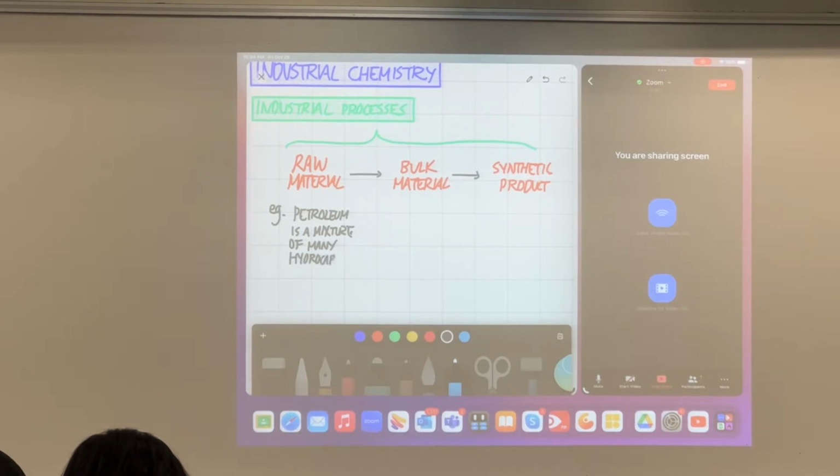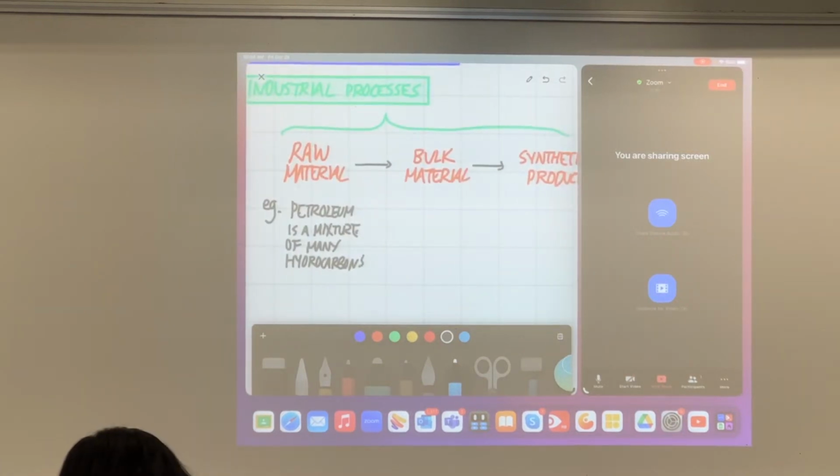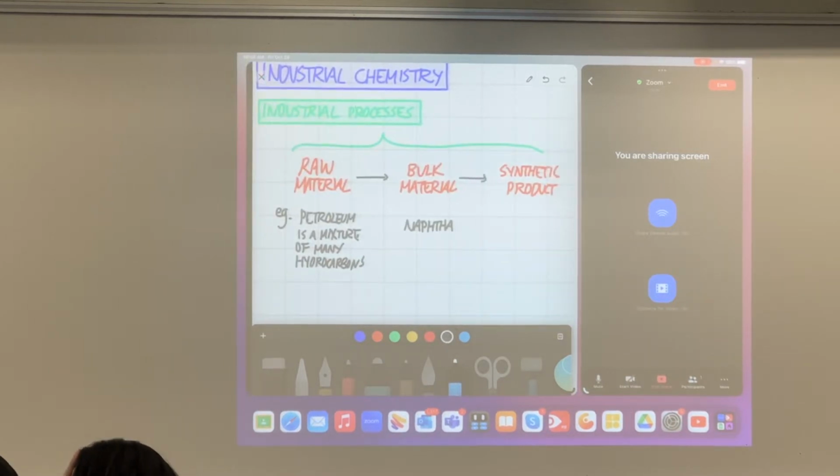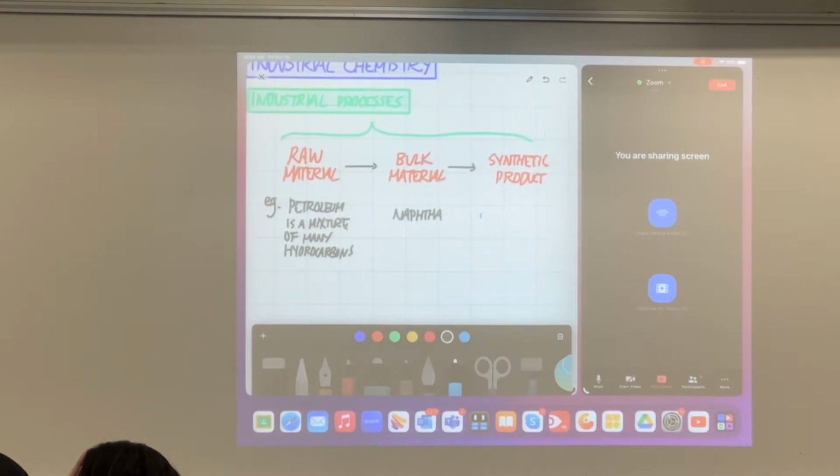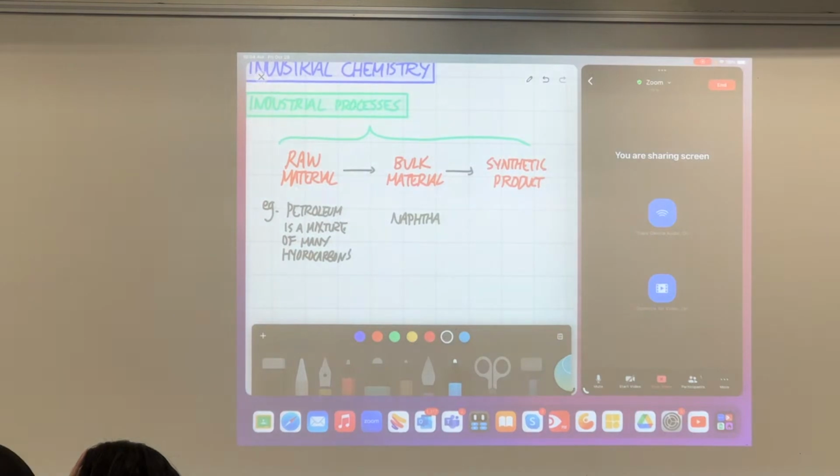When you do fractional distillation on petroleum, you can collect some lighter fractions, like naphtha. Naphtha is one of the many fractions you can get from petroleum in bulk. Bulk material means you make many hundreds of thousands of tons every day around the world. From naphtha, we can then make things like medicine, plastic, or maybe detergent even.